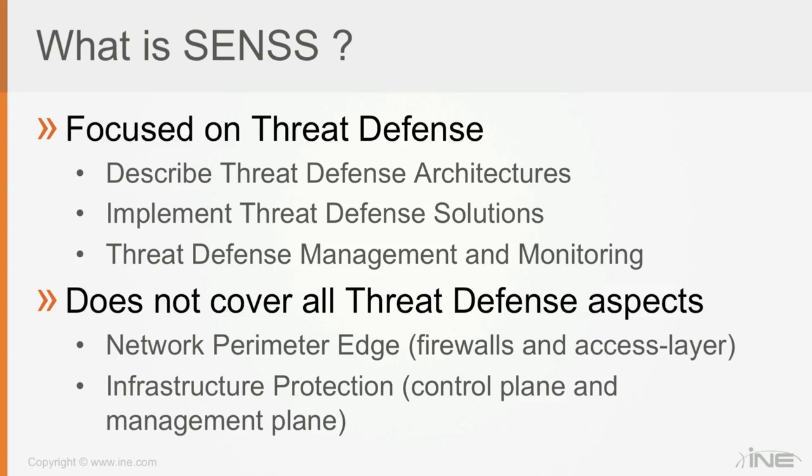Where edge is going to be your access layer, where we have all of your user devices connected, and the internet or WAN layer, where we usually have firewalls to control traffic back and forth between the untrusted zone, which is the internet or the WAN, and the, let's say, pseudo-trusted zone, which is inside your internal network, to call it that way. And also, it's focused on infrastructure protection, which means to secure the control plane and the management plane of the networking devices.